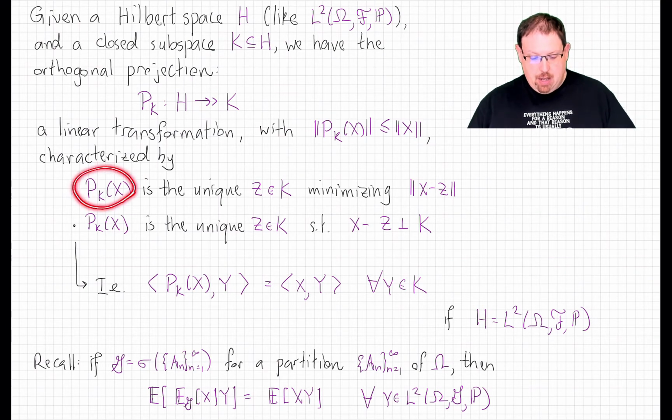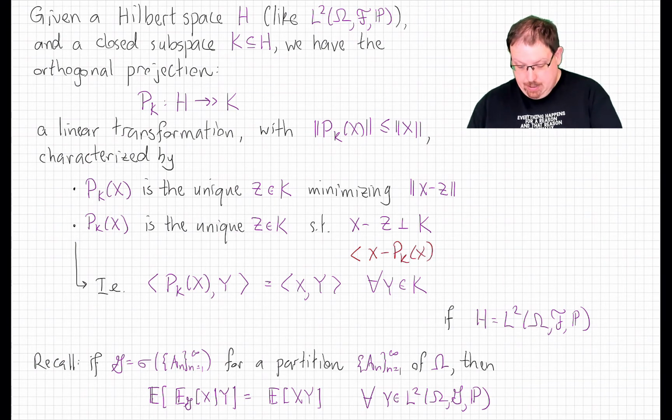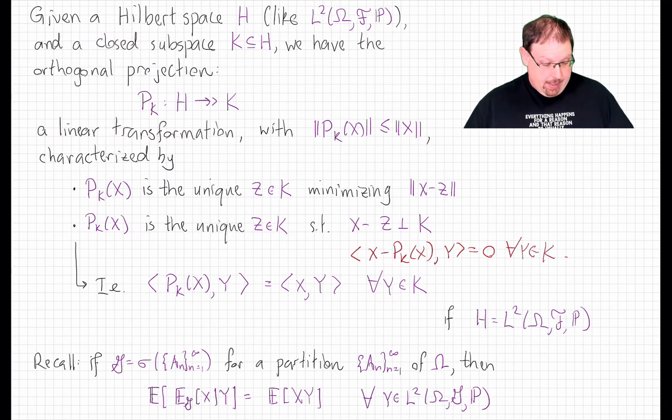The projection of a vector x is the unique vector z in the subspace which minimizes the distance from x to z, or equivalently, the projection of x into K is the unique vector in K which, when subtracted from x, is orthogonal to every vector in K. In other words, if I take x minus the projection of x into K and take the inner product with y, that gives 0 for every vector y in the subspace K.